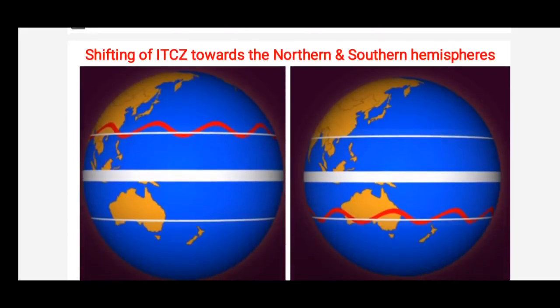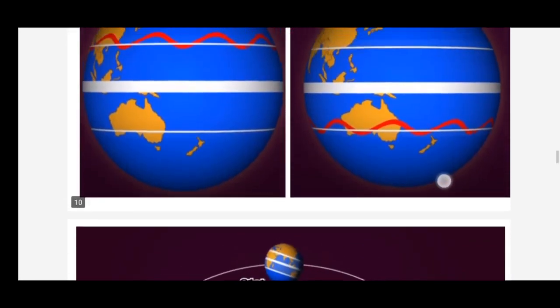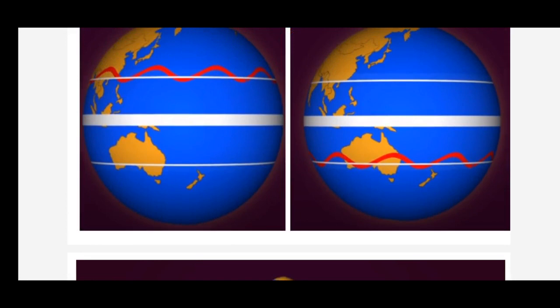And now this ITCZ keeps shifting towards the northern and southern hemispheres, children. It will not be constant. This happens due to the apparent movement of the sun. The earth is rotating, but we feel that the sun is moving around the earth, right? That's called apparent movement. We all know that the earth rotates and revolves around the sun.